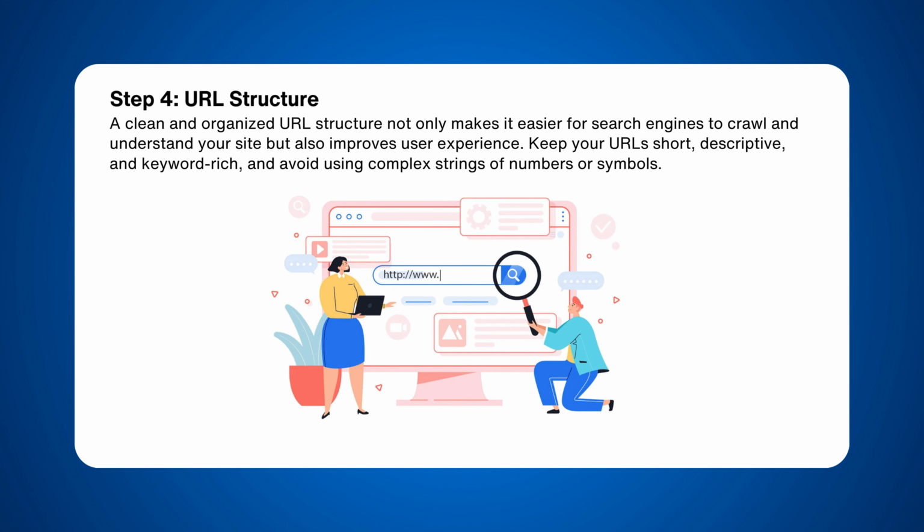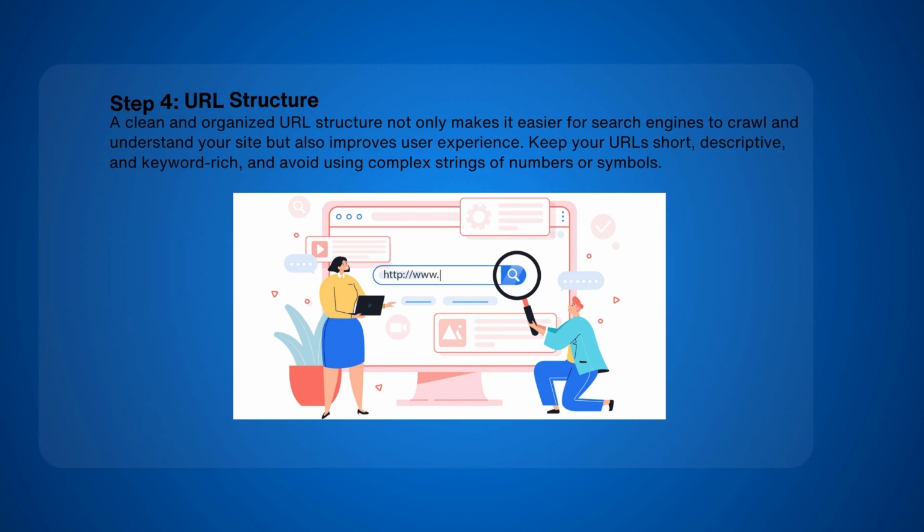Step 4. URL structure. A clean and organized URL structure not only makes it easier for search engines to crawl and understand your site but also improves user experience. Keep your URLs short, descriptive, and keyword rich, and avoid using complex strings of numbers or symbols.